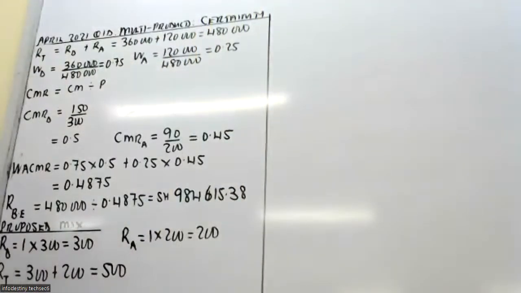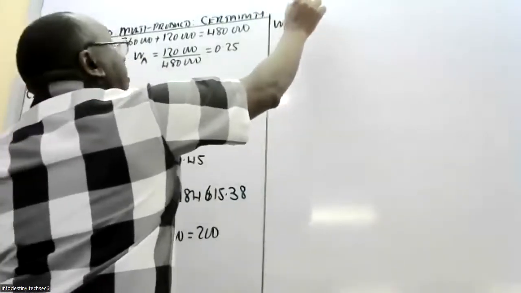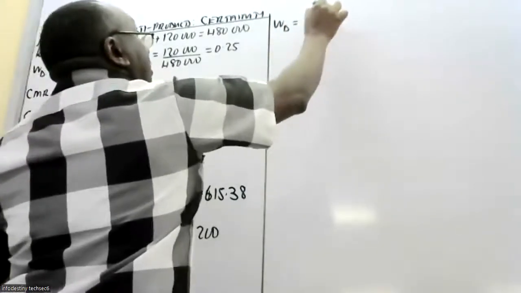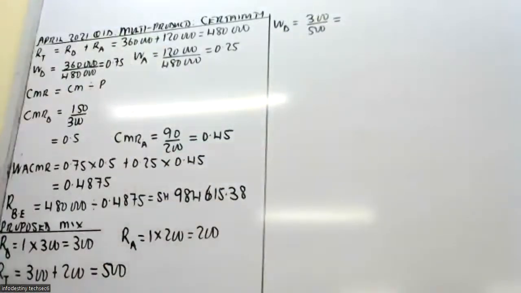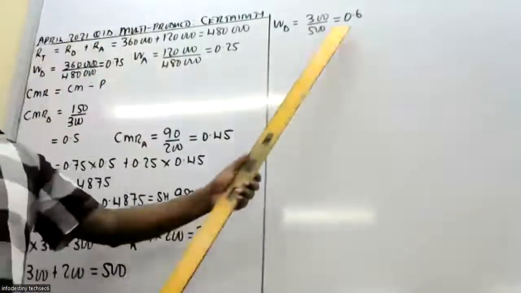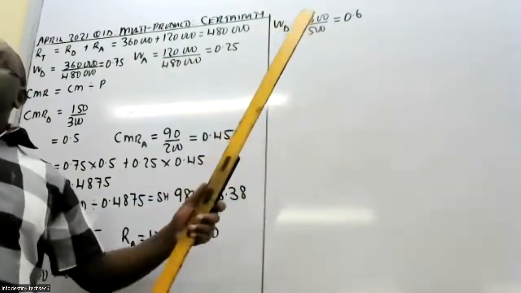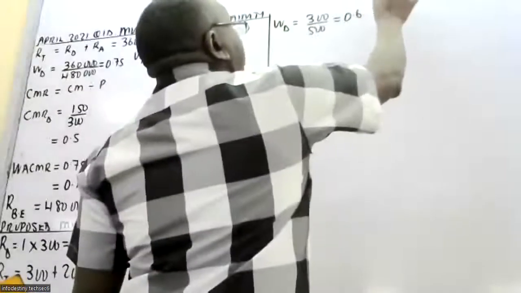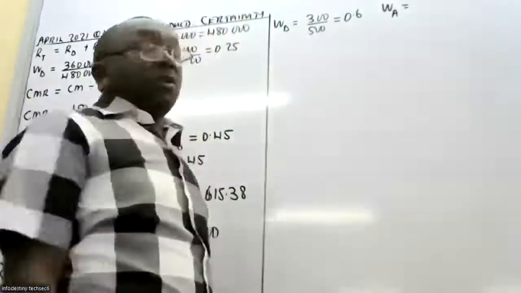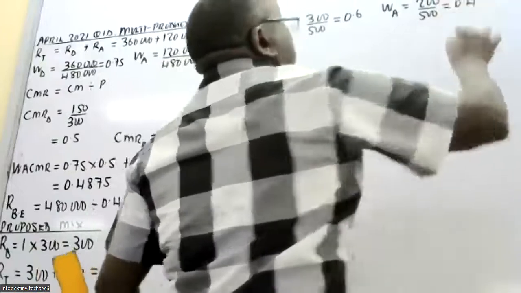With that, we need to get the weights. So the weight for D will be 300 out of 500. I think this one is convertible to decimals without rounding. 0.6. If it is having roundings, it is not advisable you convert it at this point. Because if you round it earlier, the error becomes bigger and bigger. The weight for A will be 200 out of 500, which is therefore 0.4.